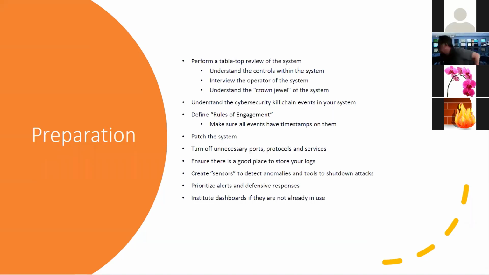Okay, so this is important as you're doing your preparation. You need to start with a tabletop review of the system, right? You need to understand what exists in your system. What are the controls within your system? You need to interview the operators and figure out what they are expecting to see on a daily basis. Talk to the business side of people and understand what your crown jewel is, right? This is really going to help you build the cybersecurity kill chain events in your system, right?